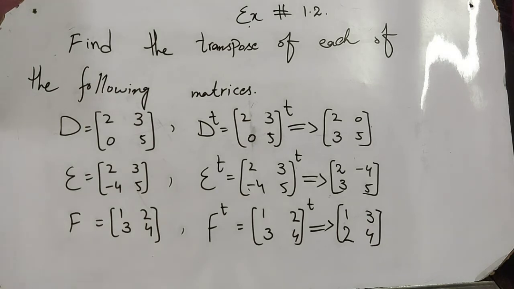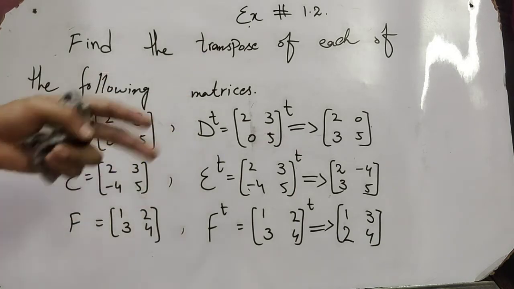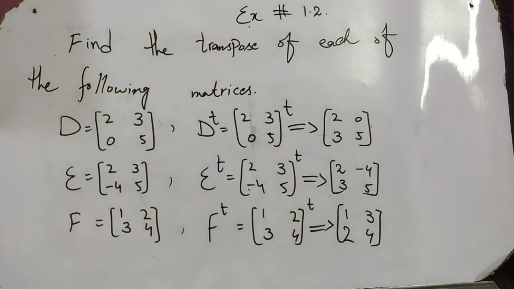So we can easily solve our question number 4, which is the transpose of every matrix, and we find each transpose by using this trick: we change the rows into columns and columns into rows.